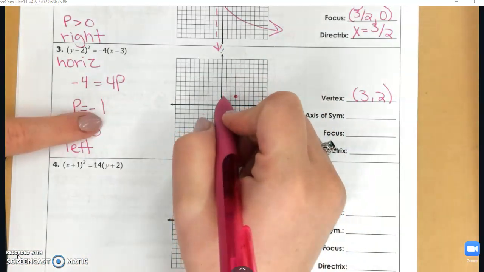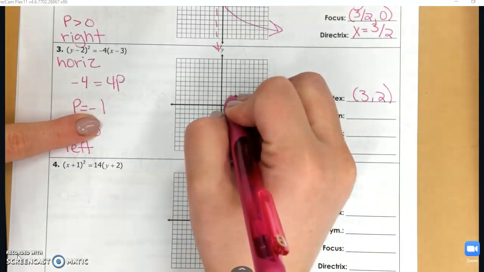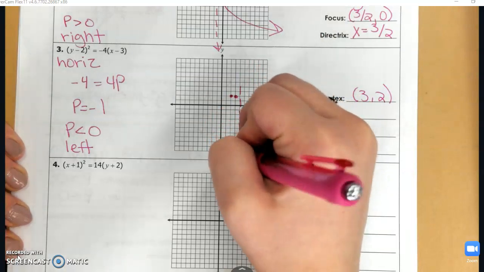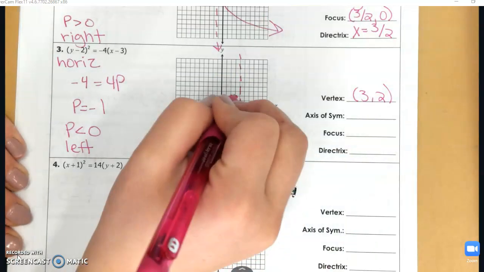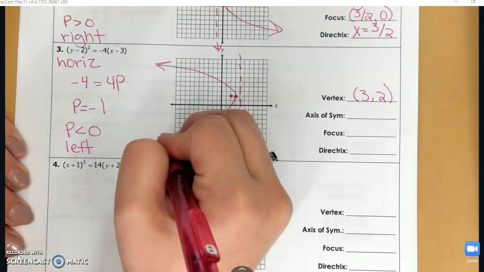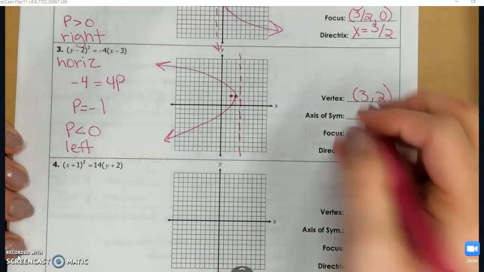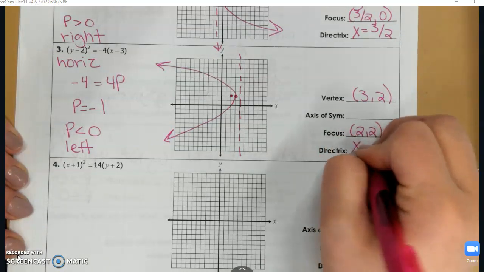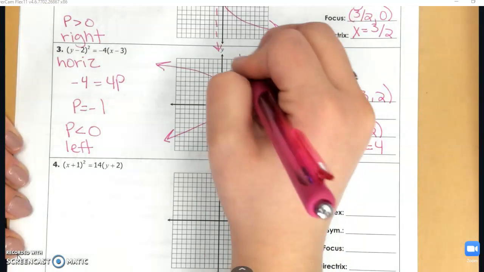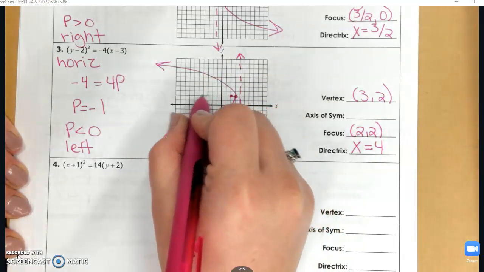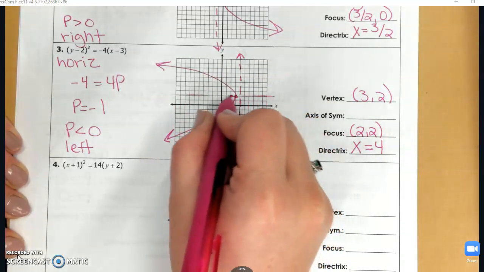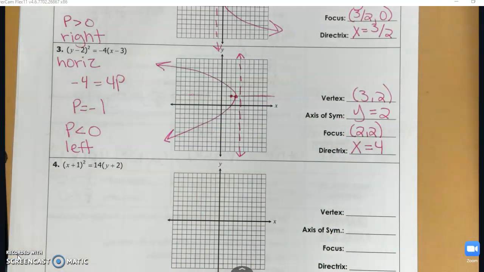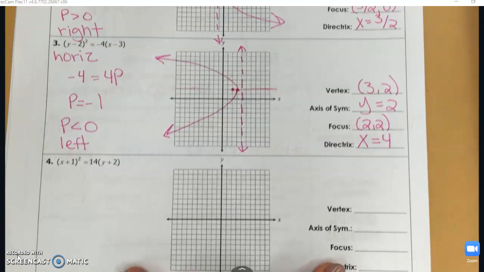So starting at my vertex, I need to go 1 away to get my focus and 1 away to get my directrix, which is going to be a vertical line. There's my parabola. I'm going to go ahead and fill in. My focus is at 2, 2. The directrix is the line x equals 4. And my axis of symmetry is a horizontal line that my parabola is symmetrical across, and that is at the line y equals 2. Okay, last one for graphing.